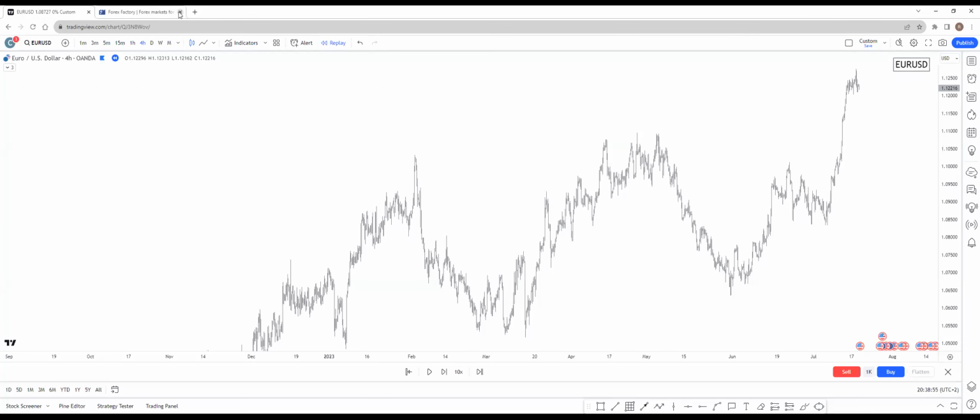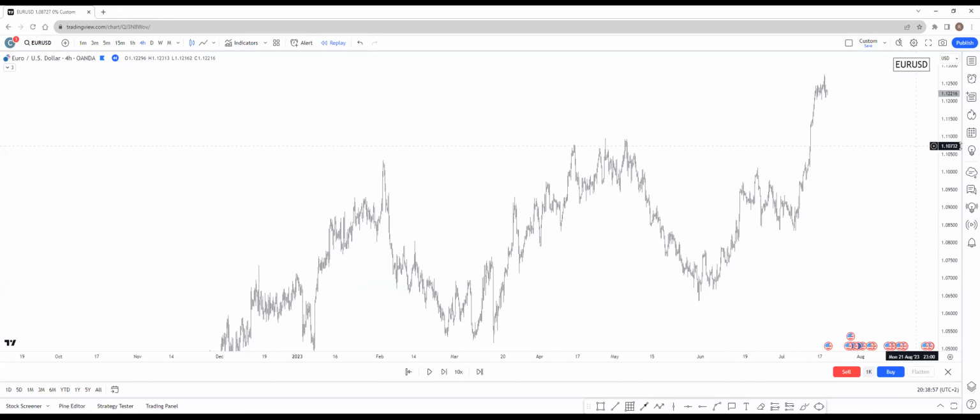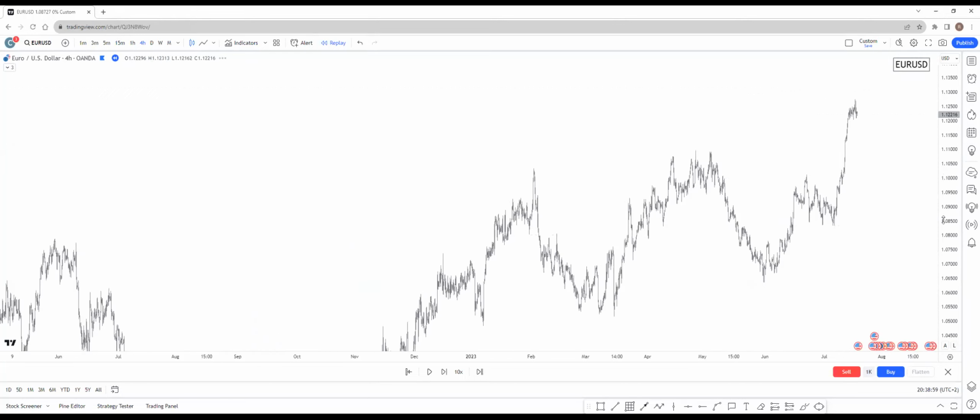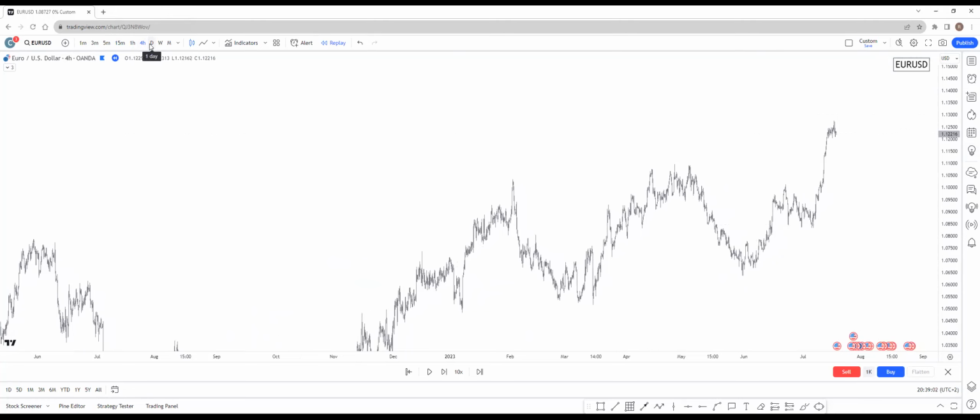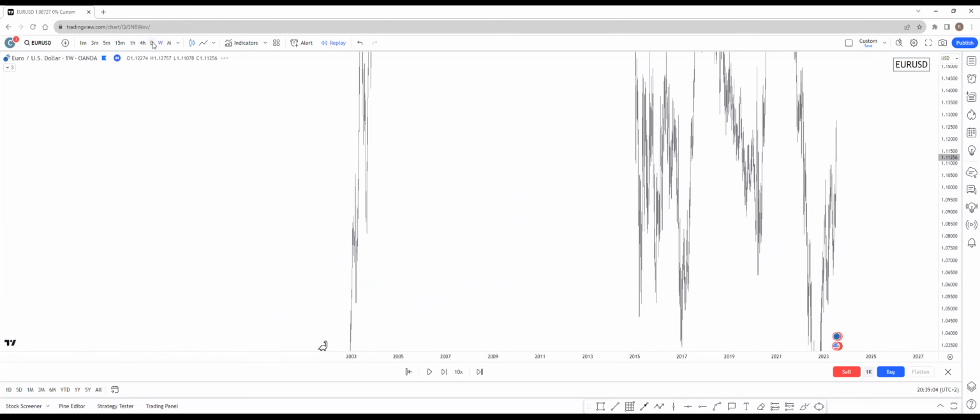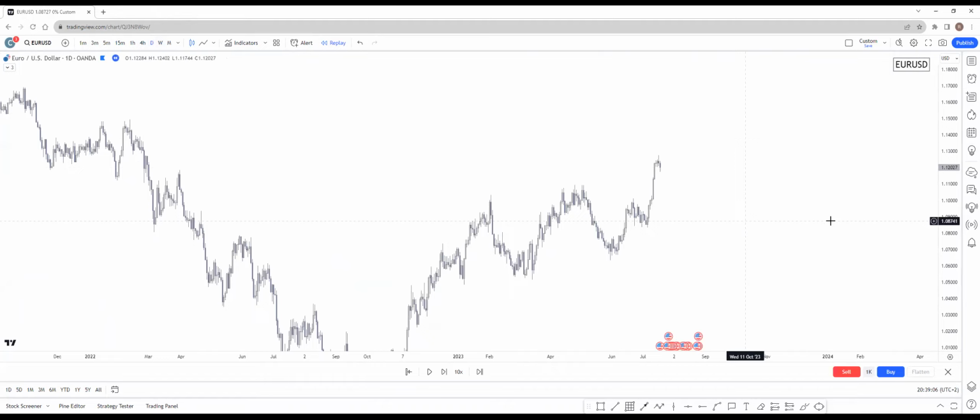Let's take a look at the 4-hour time frame and we can start the analysis on the 4-hour time frame. Well, actually, we can start the analysis on the daily time frame. So let's take a look at the daily. What happened on the daily time frame?